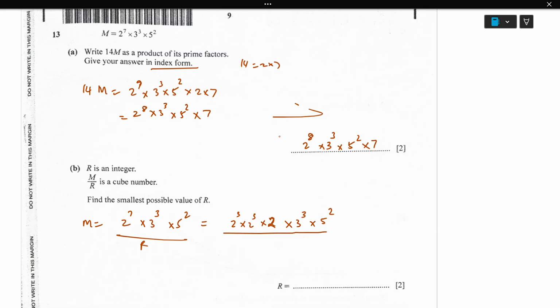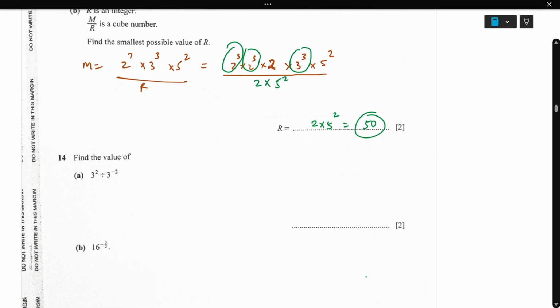So when you divide by all the cube parts, we will get a cube number. This is okay, we'll get a cube number. So only the multiplied 2 and 5 square we have to divide, then the entire thing is going to be a cube number. So r is going to be 2 times 5 square, where 5 square is 25. So 25 times 2, which is 50. 50 is the final answer here.